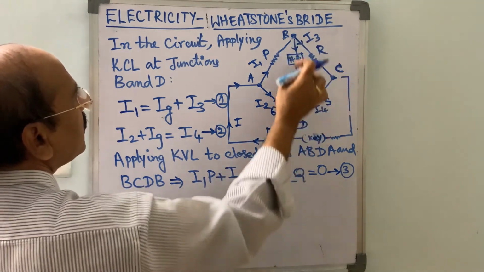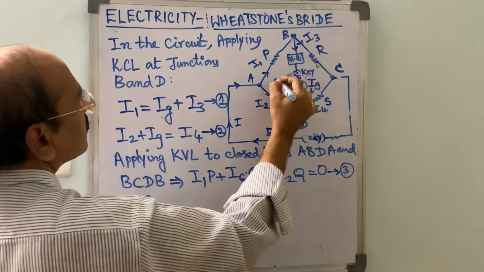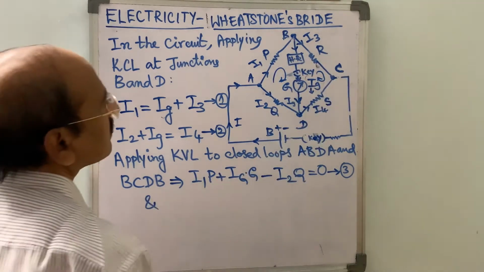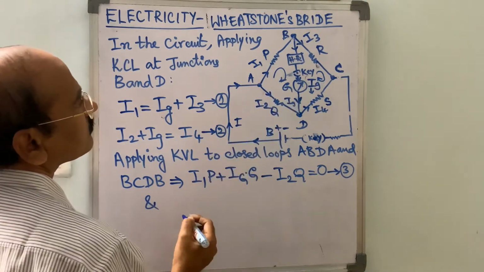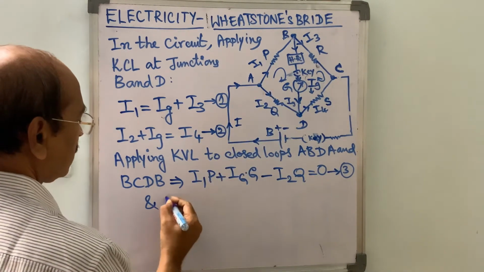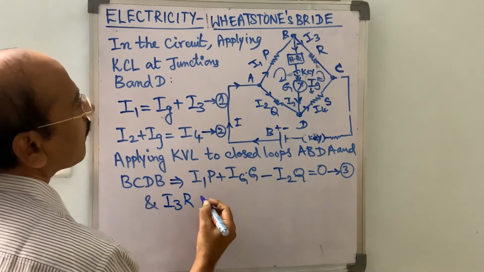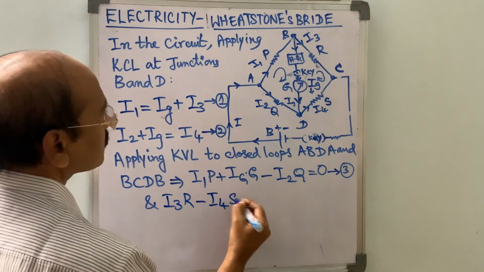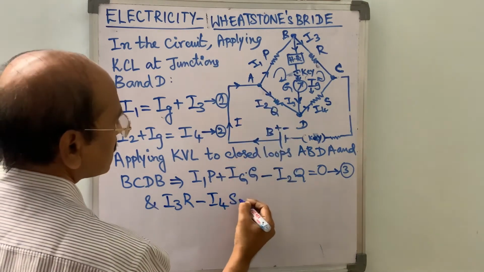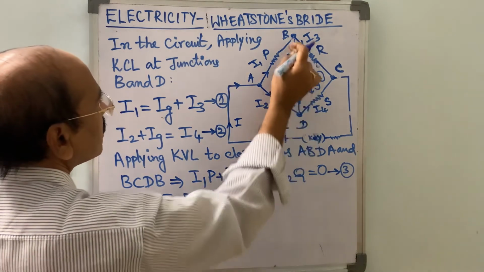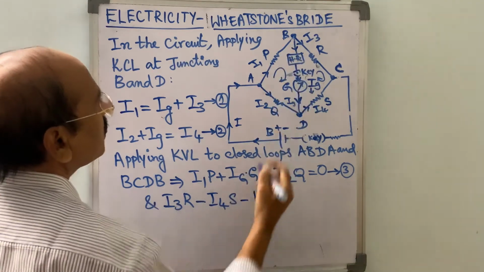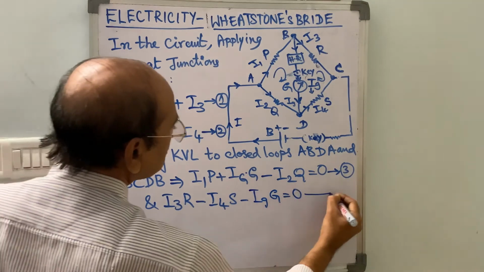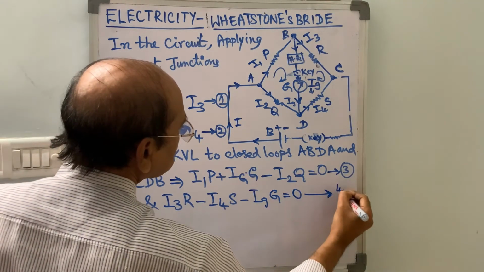And B, C, D, B, close this circuit. First one this one, second one this one. So B to C, I3R, C to D minus I4S, and D to B minus Ig G is equal to 0. Let this be the fourth equation.